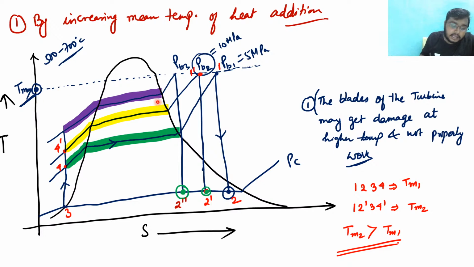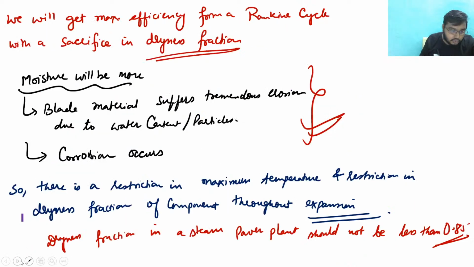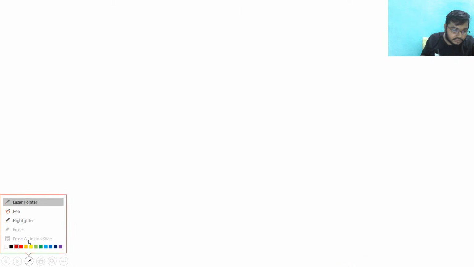So from the above scenario it is very clear that temperature as well as the boiler pressure are fixed to a certain value. As stated earlier, a minimum dryness fraction of 85% is acceptable. So now the question arises: if everything is fixed, then how can I increase the efficiency of a steam power plant?